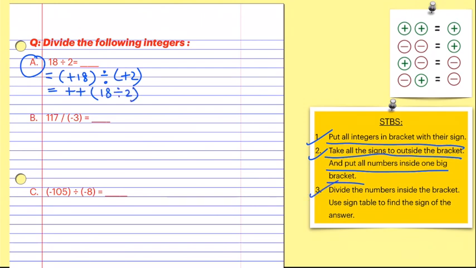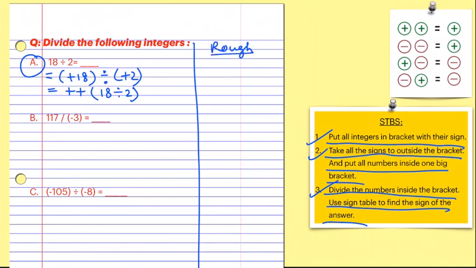Third step is divide the numbers inside the bracket and use the sign table to find the sign of the answer. इसका मतलब क्या है, ब्रैकेट के अंदर जो नंबर्स हैं उनको डिवाइड कर दो, और ब्रैकेट के बाहर जो साइंस हैं वो साइन टेबल से देख के make it one single sign, right? So let's make a rough column. साइड में रफ कॉलम बनाते हैं and do the division.